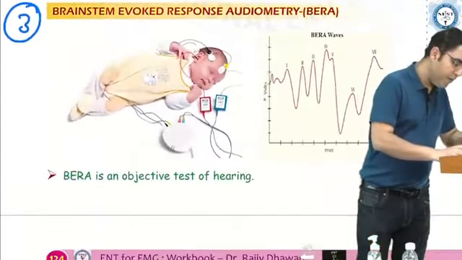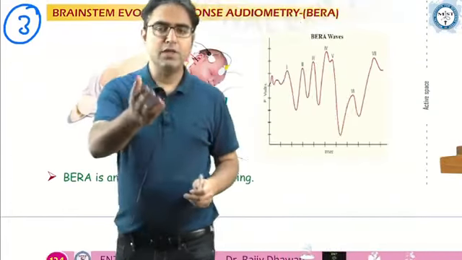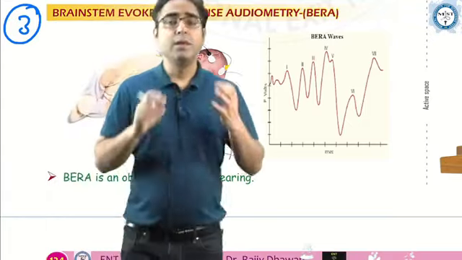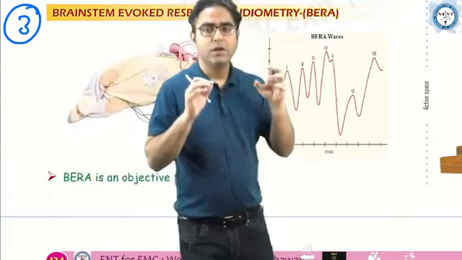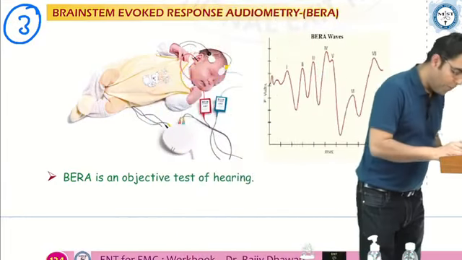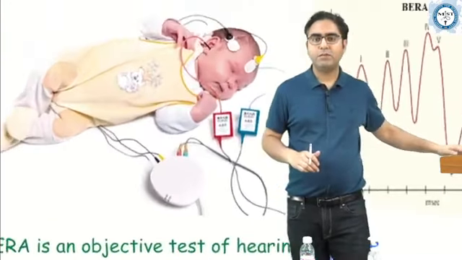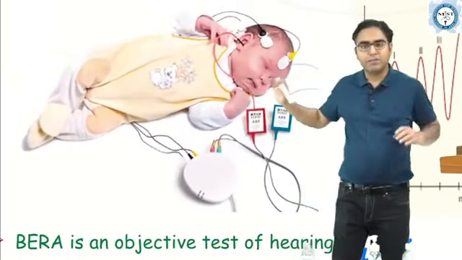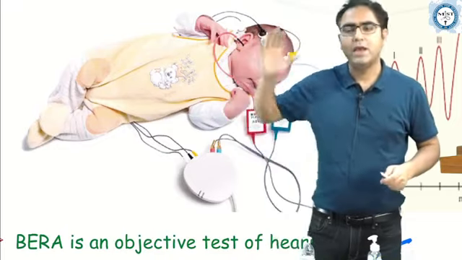Number 3 is brainstem evoked response audiometry. Everybody say the full form of BERA, beta. BERA: brainstem evoked response audiometry. BERA is an objective test of hearing, beta. Can you see? It is not subjective. The subject is sleeping comfortably. The subject is not telling you, oh, I am hearing, I am not hearing.